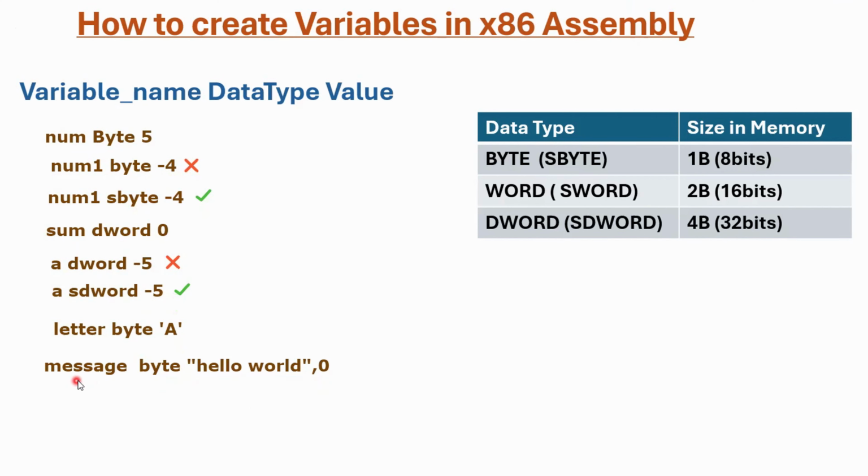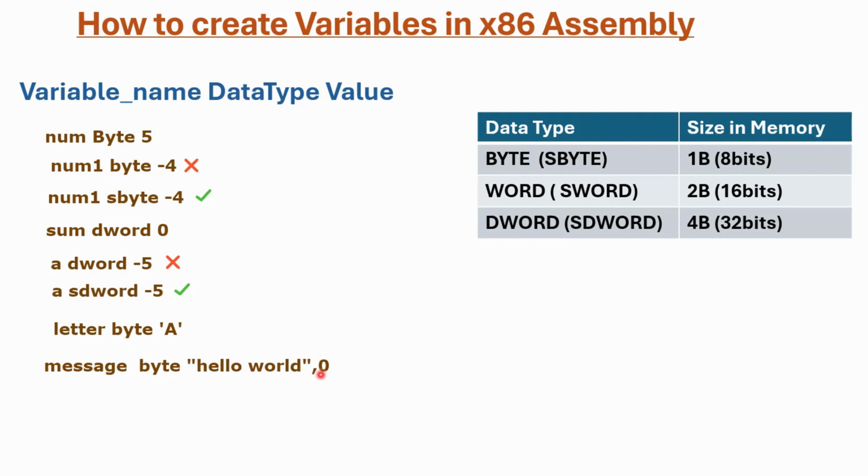So message is the name of the variable, byte is the data type of the variable, and hello world is a string which will be saved. It means each letter of this string will be saved in memory in a byte-wise location. H will be stored in the first 8 bits, E will be stored in the next 8 bits, and so on. And at the end of the string, 0 will be placed. 0 indicates that your message is terminated.